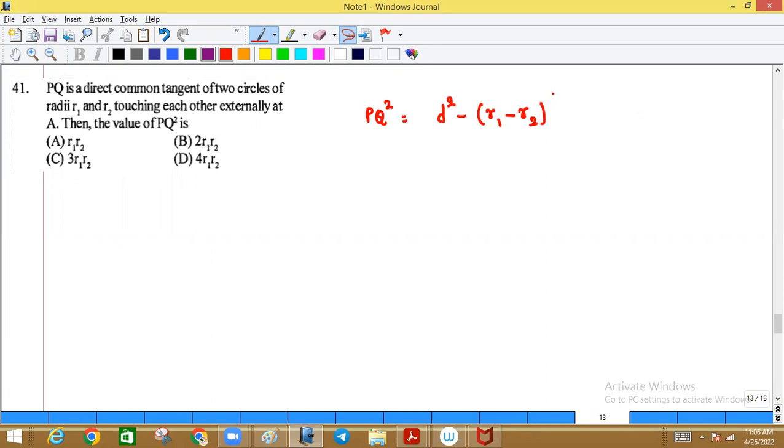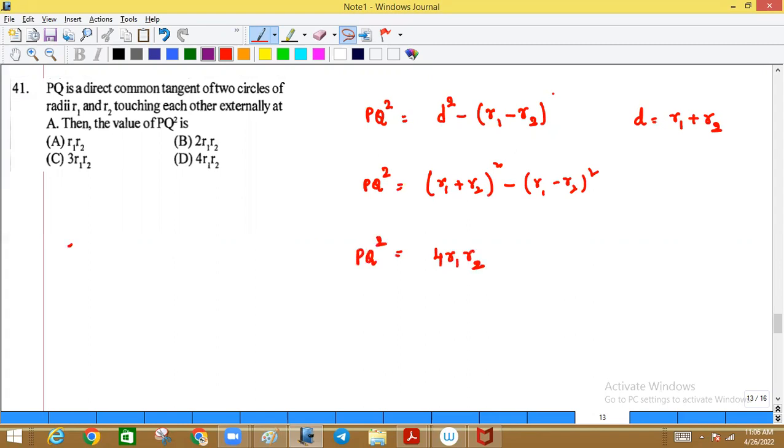When they are touching externally, we know that D is equal to R1 plus R2. So if you substitute R1 plus R2 here, it becomes (R1 plus R2) whole square minus (R1 minus R2) whole square, which is equal to 4 R1 R2. I already told you this formula: the length of the direct common tangent when they touch each other externally is 2 root R1 R2. He is asking you the square of the length. What is the square of the length? 4 R1 R2.